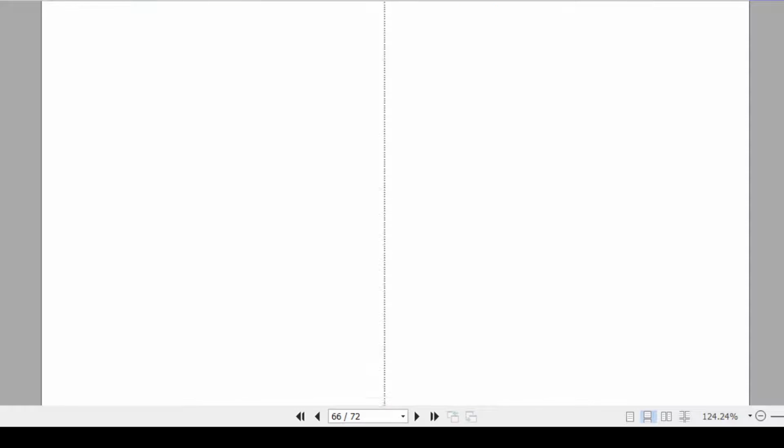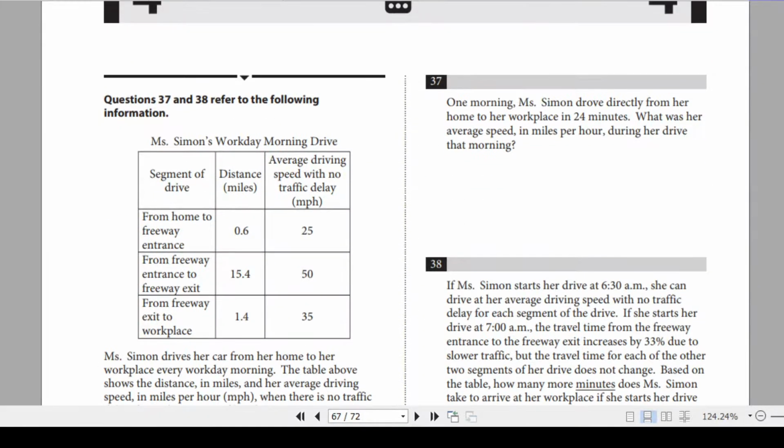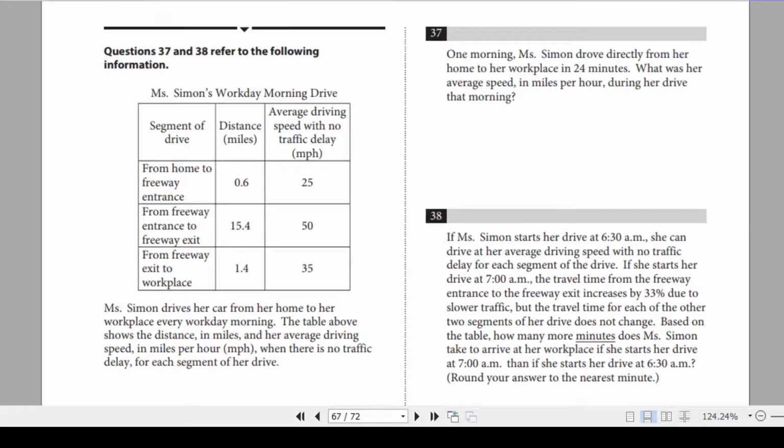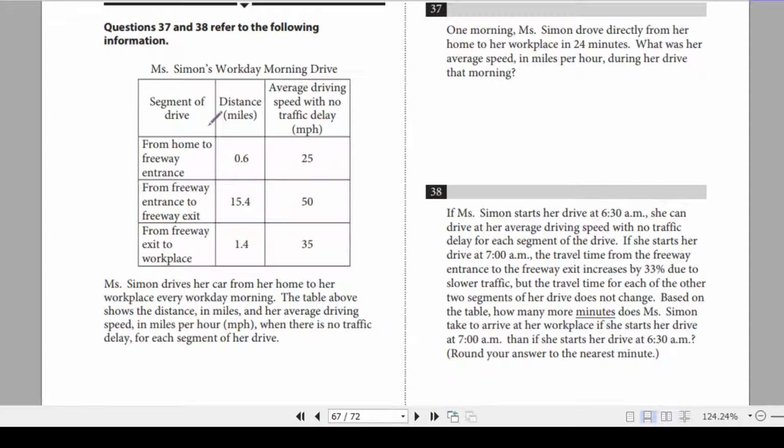Now questions 37 and 38 are with this table. Miss Simon's workday morning drive. Miss Simon drives her car from her home to her workplace every workday morning. The table above shows the distance in miles and her average driving speed in miles per hour when there is no traffic delay for each segment of her drive.